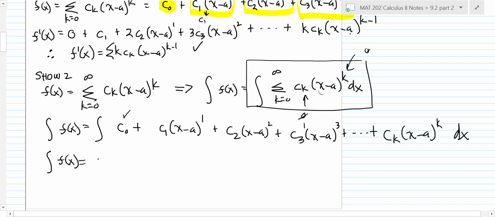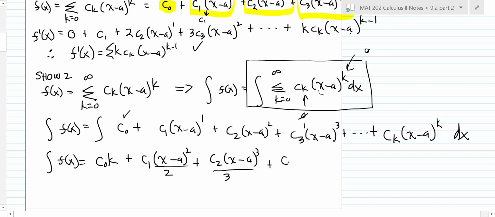If you integrate c naught, that's just c naught k, right? The derivative of c naught k is c naught, so we're going backwards now. Go to the next term: c1 x minus a to the second all over 2. That's the power rule I'm applying. The next one is c2 x minus a to the third over 3, then c3 x minus a to the fourth over 4, and dot, dot, dot, we go out here.